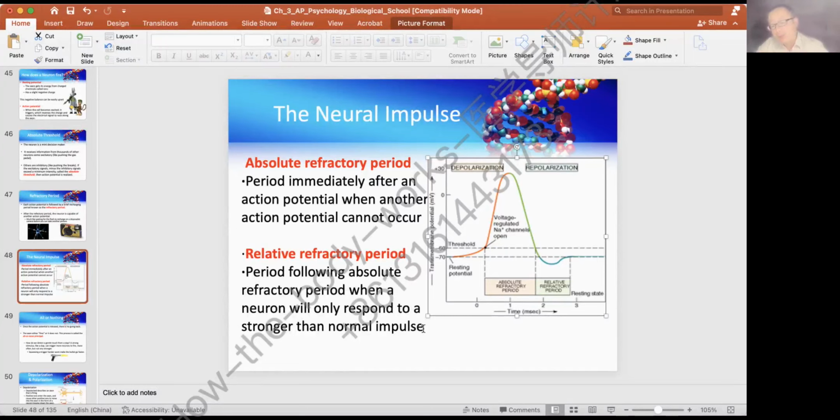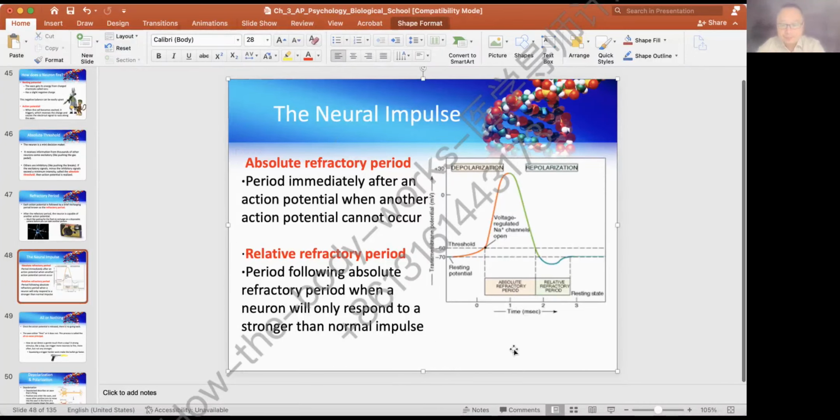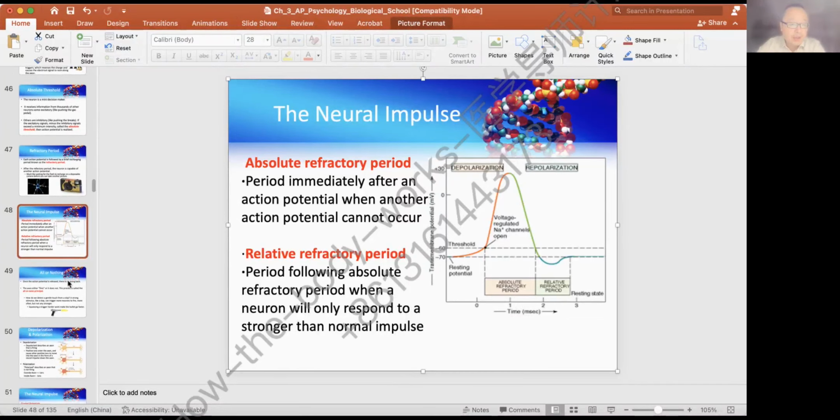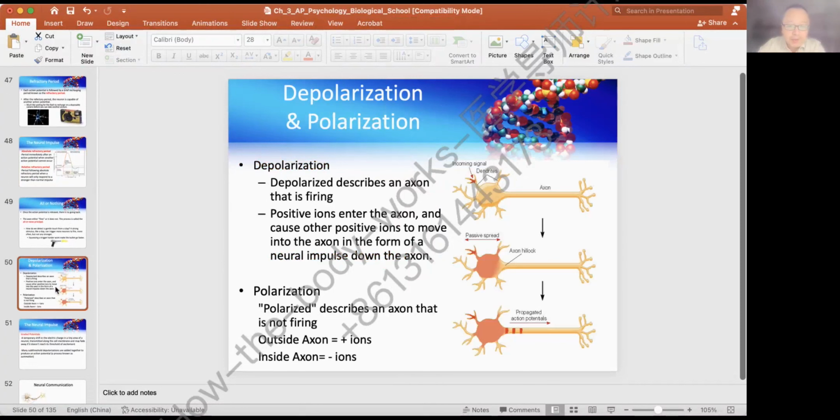I'll just give you a way to memorize it, to associate with your daily life. When you're excited, you want to do anything. When you are tired, you don't want to do anything; you just want to sleep and enjoy the sleep. That's why we call it the absolute refractory period and the relative refractory period. It depends on your neural cell situation.